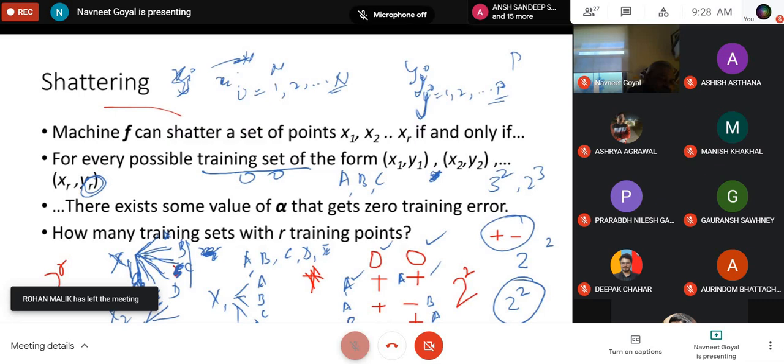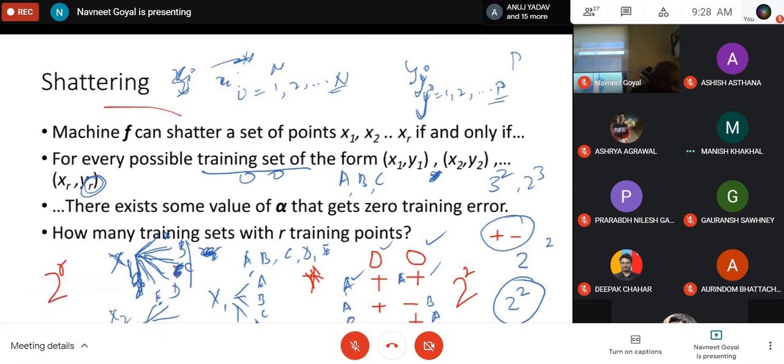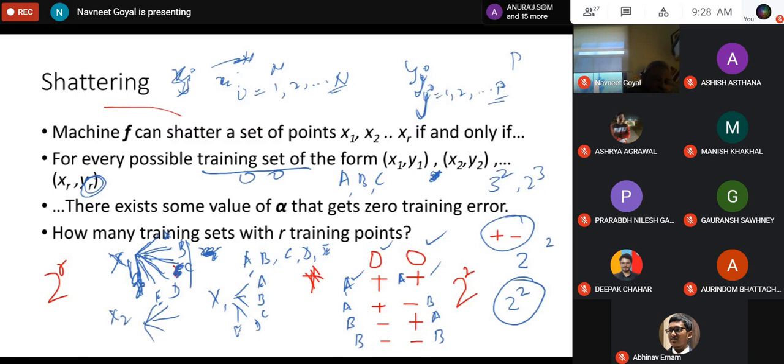Yeah. 3 raised to power 2. 3 raised to power 2. All of you are sure? So 2 raised to power 3. 2 raised to power 3. So you have to decide among yourself what should be the answer.